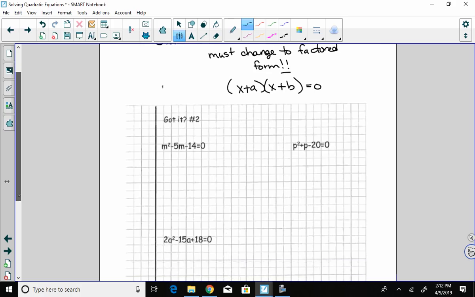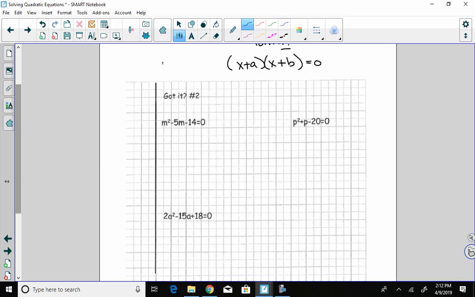So let's take a look at my first example. m squared minus 5m minus 14 equals 0. So first thing I have to do, factor it. The good news is, since this coefficient is 1, we can go straight to the answer. So we're going to have negative 14 and negative 5. Well, what two numbers make that happen? Negative 7 and positive 2. Because of the 1 out front, I can go straight to m minus 7 and m plus 2. Piece of cake.